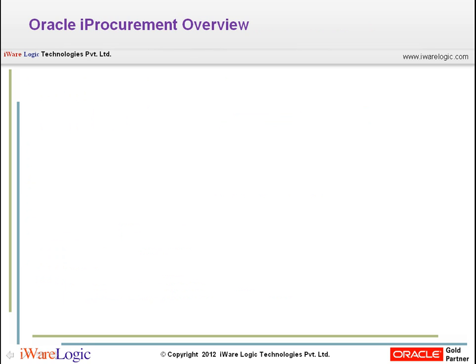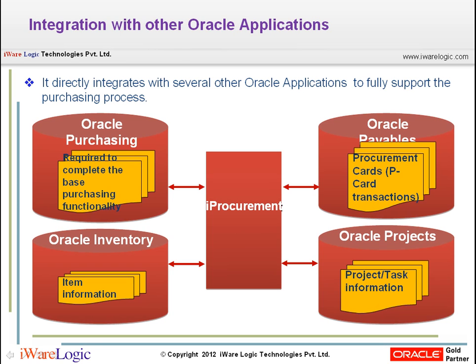Let us see the overview of Oracle iProcurement. As Oracle is integrated software, iProcurement is also integrated with various Oracle applications to fully support the purchasing process in the organization. Oracle Purchasing will supply the data related to purchase functionality. Oracle Inventory will supply the data related to the item. Payables will give the data related to procurement cards or P-card transactions. Oracle Projects will supply the data related to projects and task information, and iProcurement at the same time will update the data to related modules.